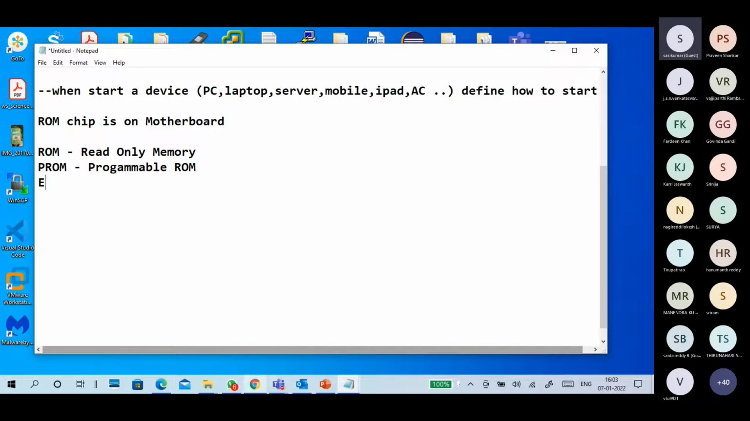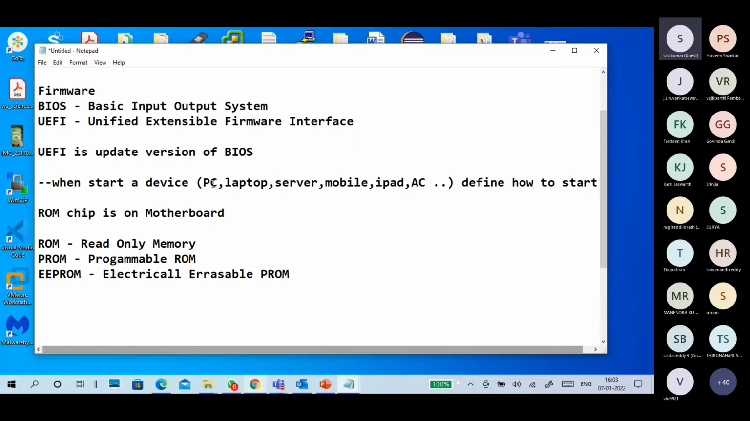Next one is the EPROM chip, erasable programmable read-only memory, and there is also electrically erasable programmable read-only memory, EEPROM. Both are there. We are using this EEPROM chip for our BIOS chip. So this is called electrically erasable programmable read-only memory. This kind of stuff we are using.